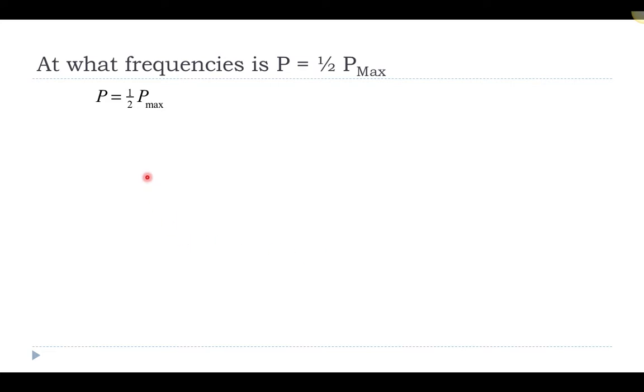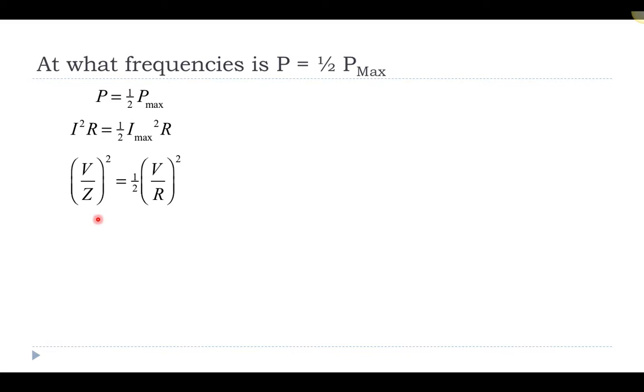So our goal is to figure out at what frequency the power is equal to half of the maximum power. In general, power is current squared times resistance. This is, of course, the real power. And the maximum power is when I have the maximum current in the circuit. In general, the current in the circuit is just the voltage that's connected to the circuit divided by the impedance.